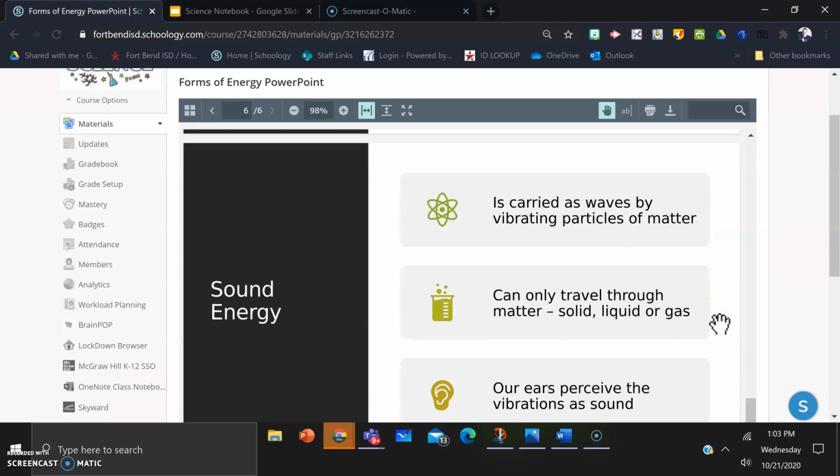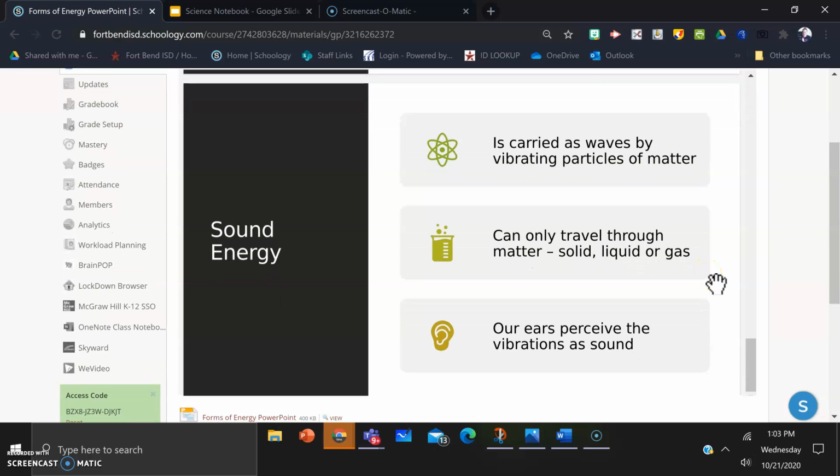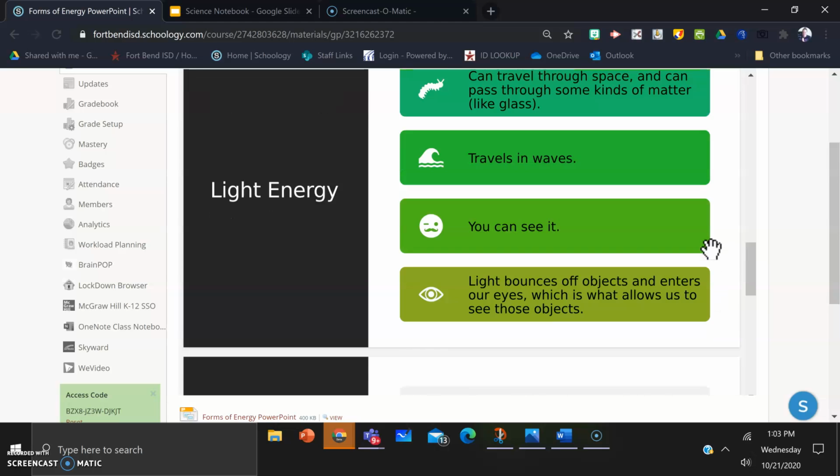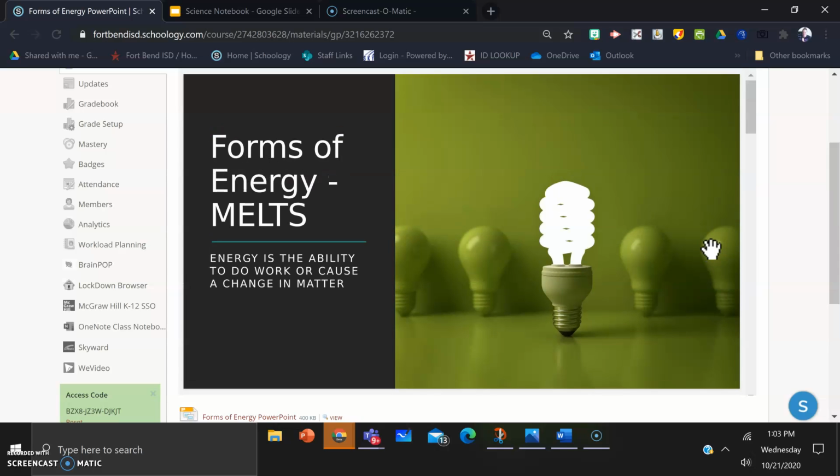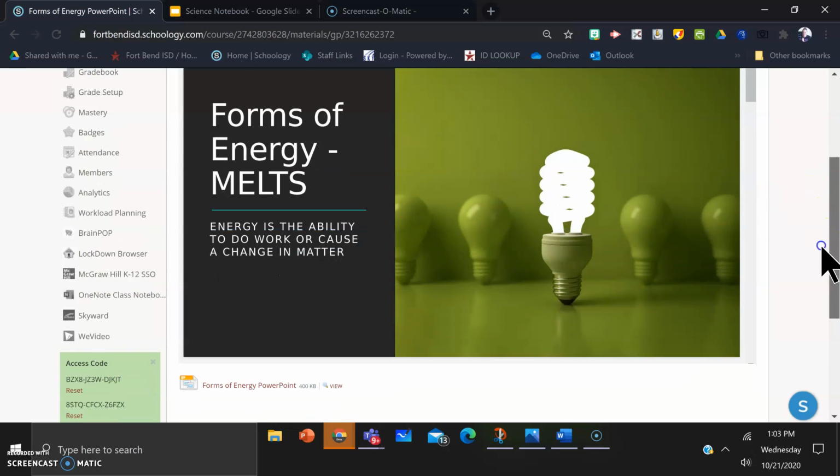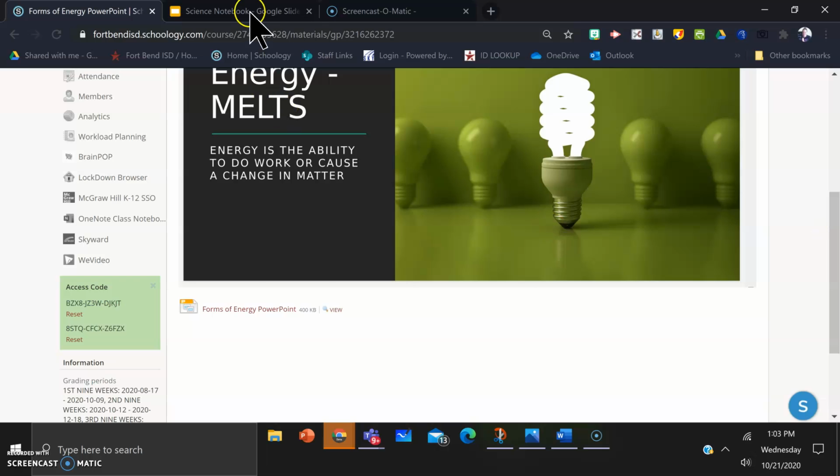Sound energy. Sound energy is carried by waves vibrating particles of matter. It can only travel through matter that is solid, liquid, or gas. Our ears perceive this vibration as sound. Now that we've reviewed the different kinds of energy, we're going to go over our chart from yesterday.